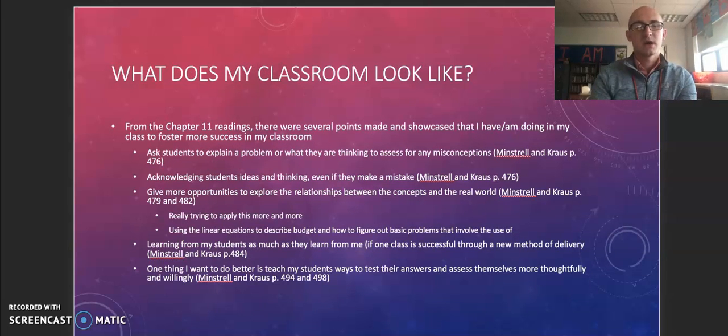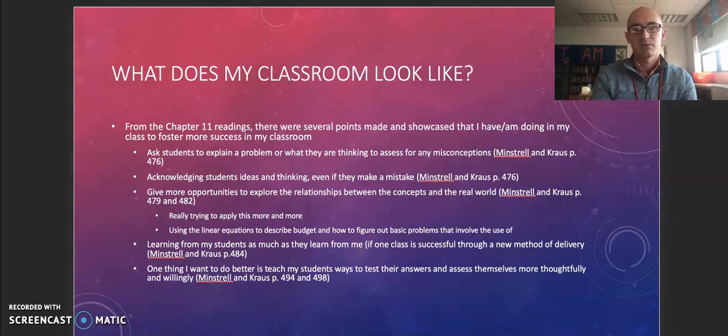What does my classroom look like? I'm a math teacher, but I've picked out a couple of these from the book. I ask students to explain a problem, what they're thinking, to assess for any misconceptions. I constantly ask my students to tell me how they do a problem. Reciprocating what I already did, yes, it's reciprocating, but it's the path that they should be taking. It's the thought process that they should be doing. I acknowledge student ideas and thinking, even if they make a mistake. I try to say, you're on the right track, but not quite there yet.